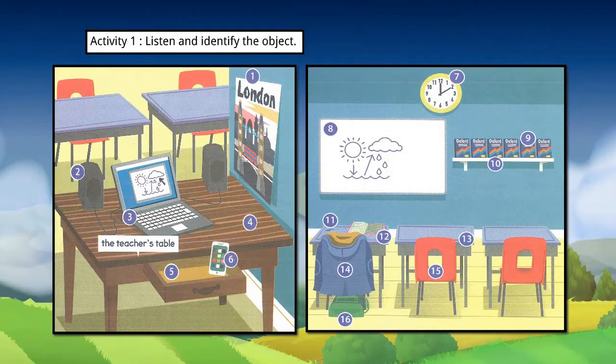Starter Unit. Vocabulary. Exercise 1. 1, poster, 2, speaker, 3, laptop, 4, table, 5, drawer, 6, mobile phone, 7, clock, 8, board.